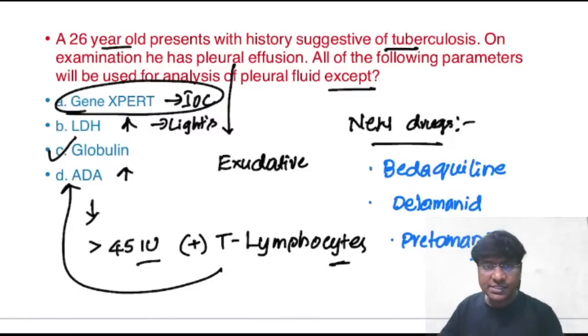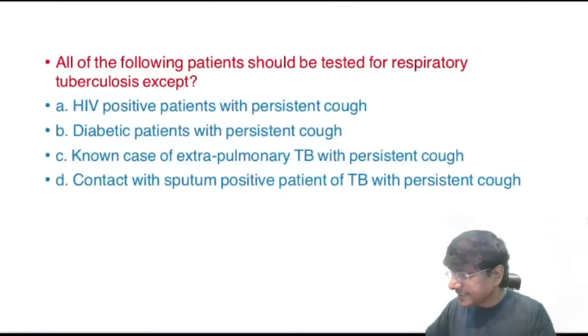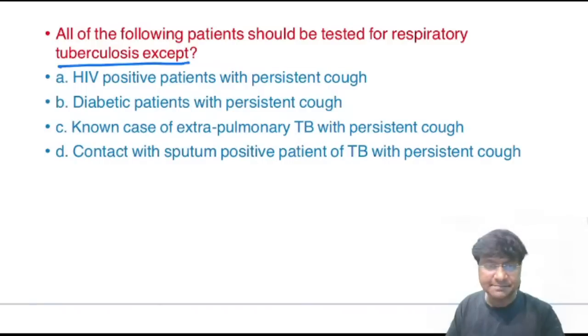Now, if you are done with this, then one more question related to tuberculosis. Okay, you see this. All of the following patients should be tested for respiratory tuberculosis except: HIV positive patients with persistent cough, diabetic patients with persistent cough, known case of extrapulmonary tuberculosis with persistent cough, contact with sputum positive patients of tuberculosis with persistent cough. The question is except.